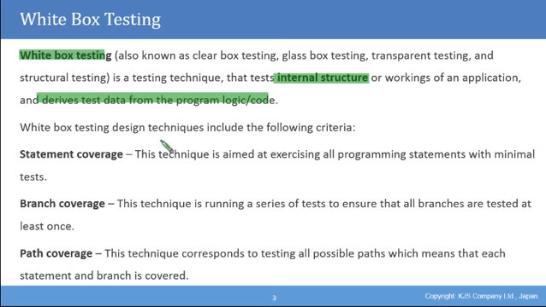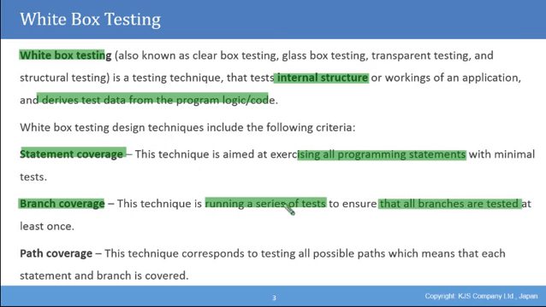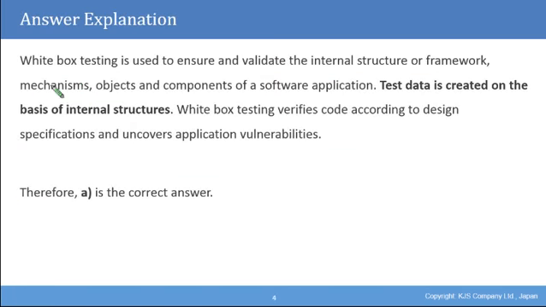White box testing design techniques include the following criteria. Statement coverage. This technique is aimed at exercising all program statements with minimal tests. Branch coverage. This technique is running a series of tests to ensure that all branches are tested. Path coverage. This is a technique that corresponds to testing all possible paths, which means that each statement and branch is covered.